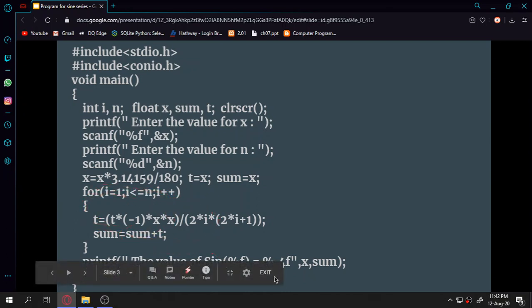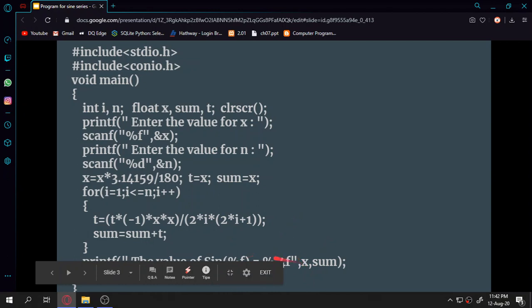So we have to print the sum. How to print the sum? Printf the value of sin x is equal to percentage 0.4f is given. Why 0.4f? After the decimal point I need 4 digits. For that I have given 0.4, and f is the floating point value. So we have two formats, for x as well as for the sum.